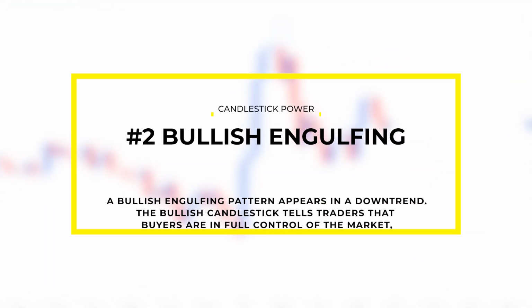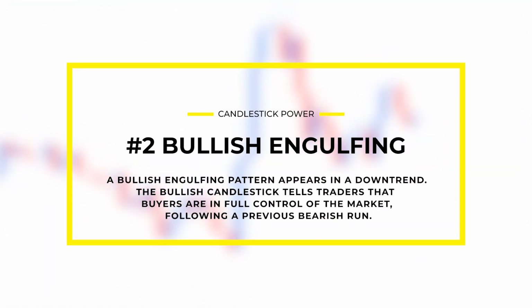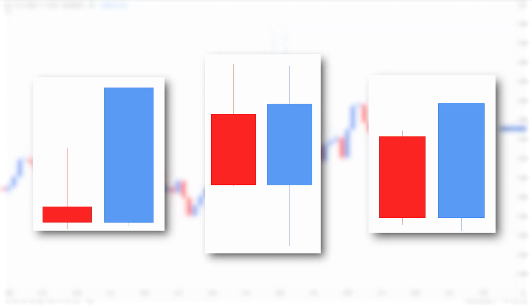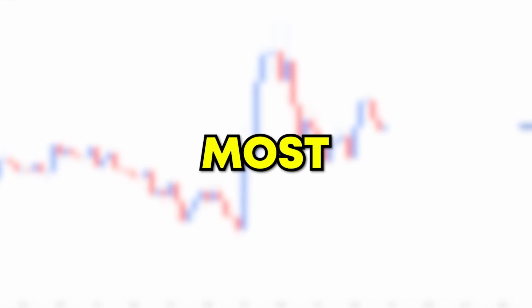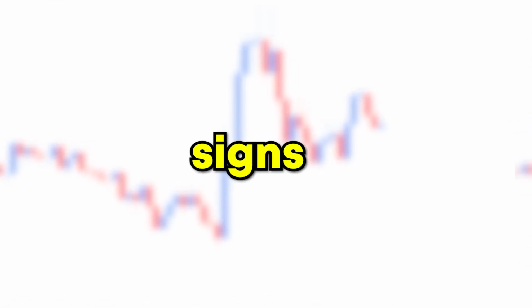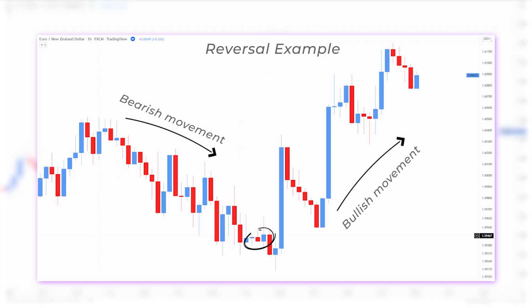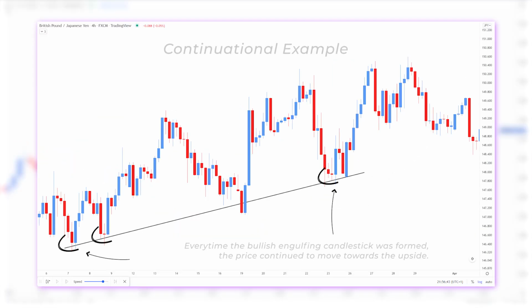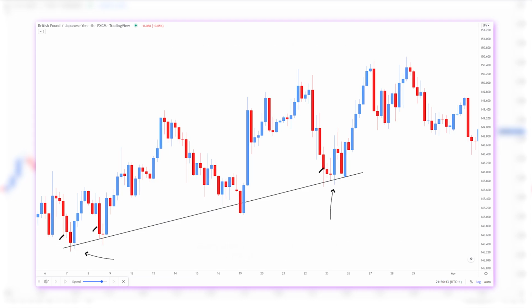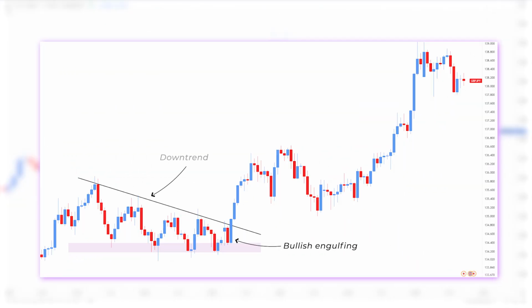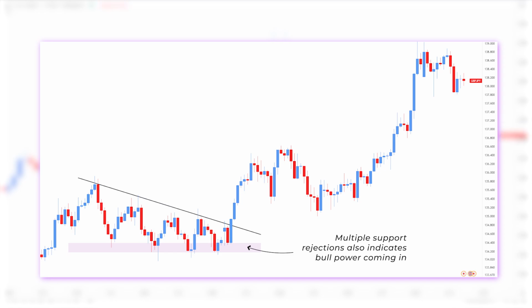So moving forward in our top tier list, we have my favorite, the bullish engulfing candlestick pattern. In the Forex market, a bullish engulfing candlestick is probably one of the most recognizable price movement signs. Many traders will utilize this candlestick pattern to identify price reversals or continuations to support their trading strategies.